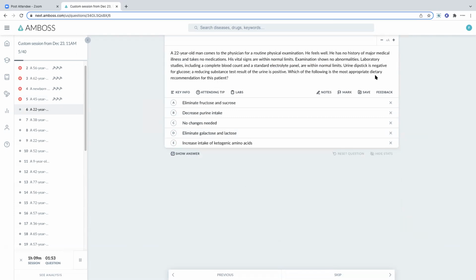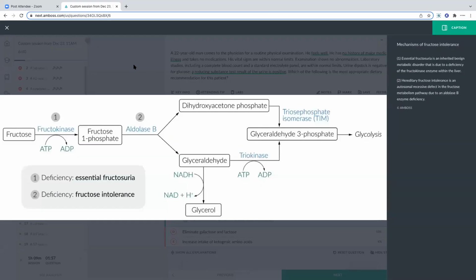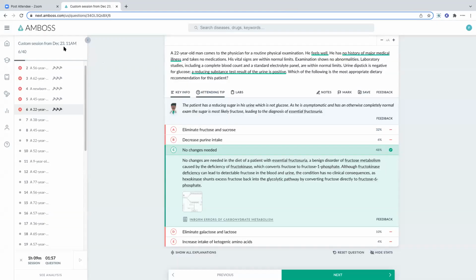Which of the following is the most appropriate dietary recommendation for this patient? The correct answer for this one is no changes. This patient is a 22-year-old man who has essential fructosuria, so no changes. If the patient had a problem with proper fructose metabolism, for example, in the biochemical pathway, if the patient didn't have aldolase B, not aldose reductase, aldolase B, would the patient have jaundice? Yes or no? In primary fructokinase deficiency? Yes.